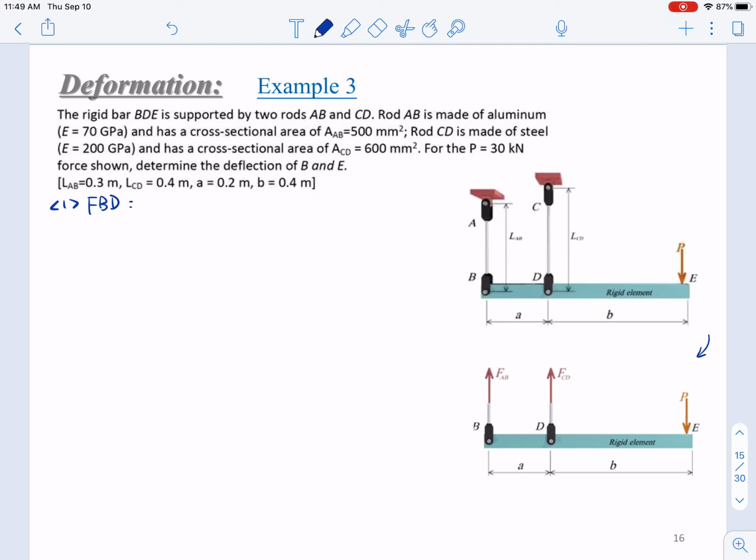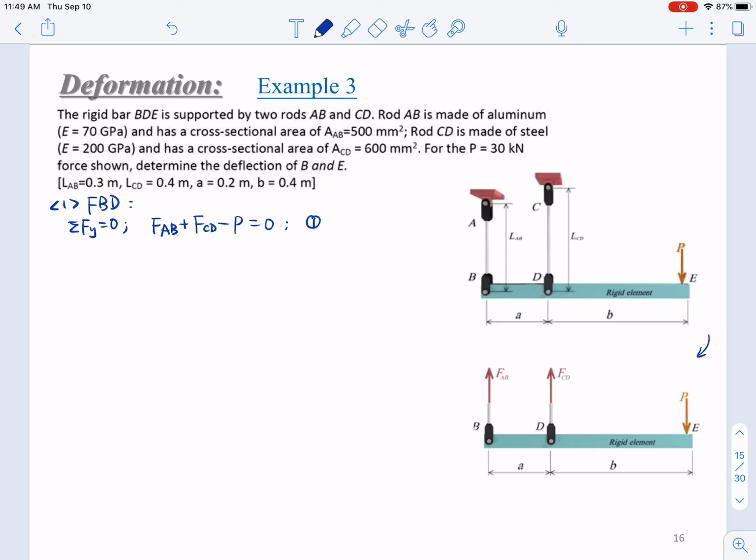Sum Fx is meaningless since you don't have any force along the x direction. So we will start from sum Fy equals 0. From here you can get F_AB plus F_CD minus P equals 0. This is our first equation.